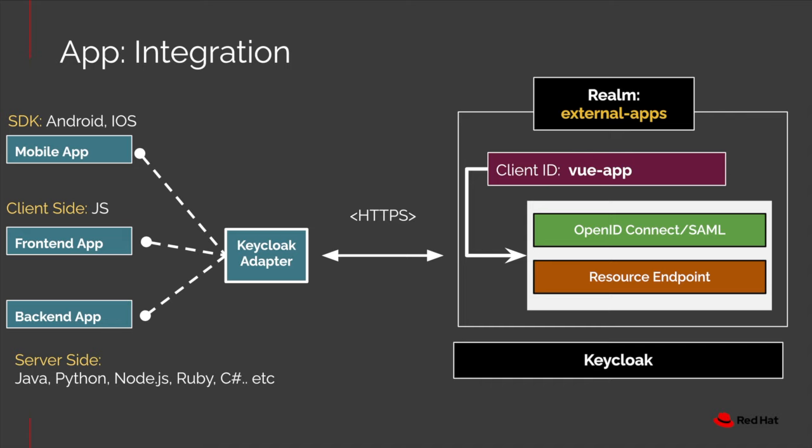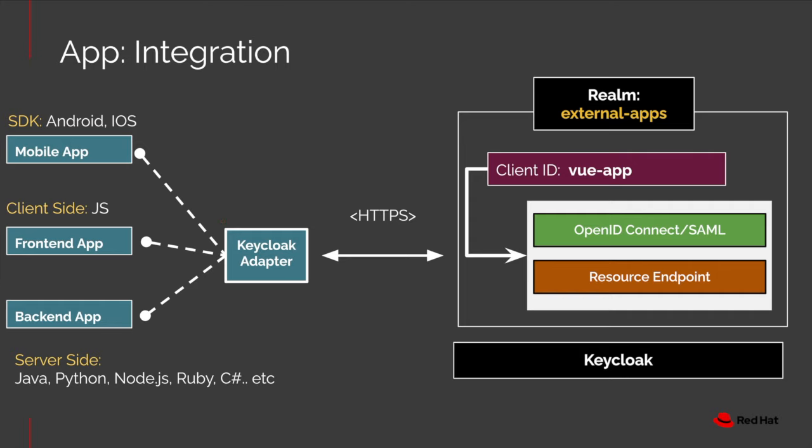For any application, you need to create a client for the integration. When you create a client, you need to provide two things. One is which protocol you want to use. Second is which resource endpoint you want to secure. And each application needs to use a Keycloak adapter, which comes with language specifications.